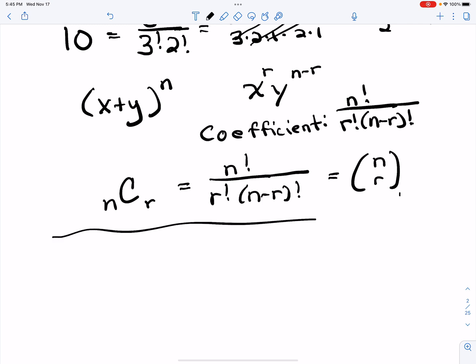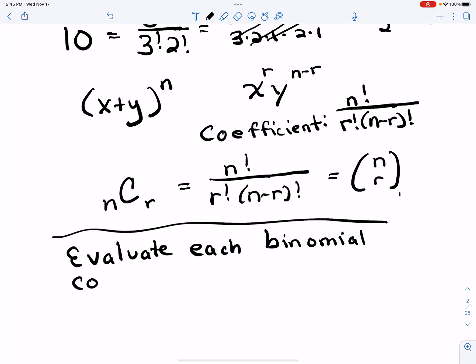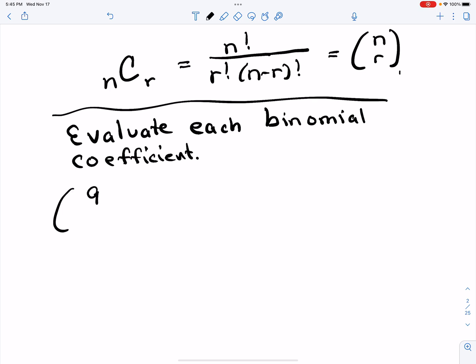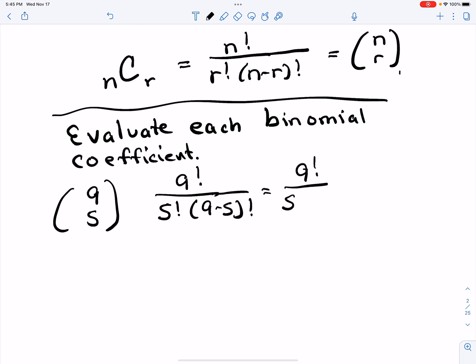All right, well, let's just do a couple of examples of these binomial coefficients. Evaluate each binomial coefficient. Okay, so let's say we have this. That's the same thing as finding the number of combinations of 9 objects choose 5. So we're going to have 9 factorial over 5 factorial times (9 minus 5) factorial. So that's 9 factorial over 5 factorial times 4 factorial.